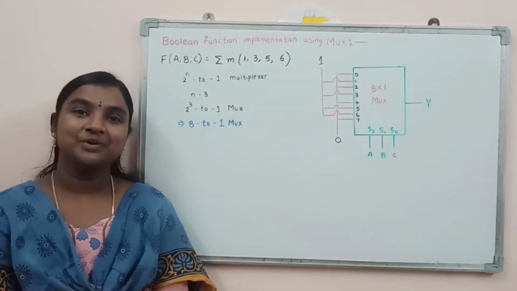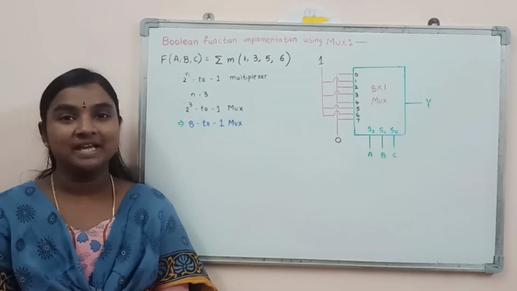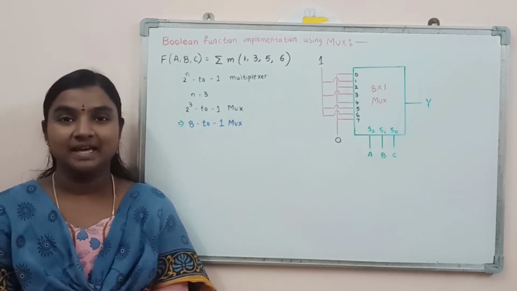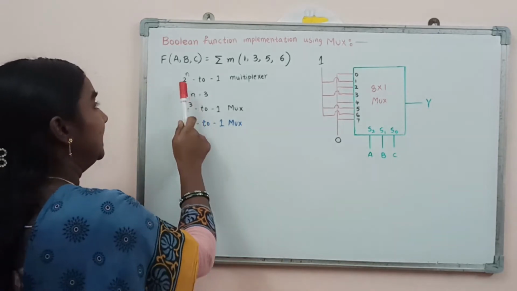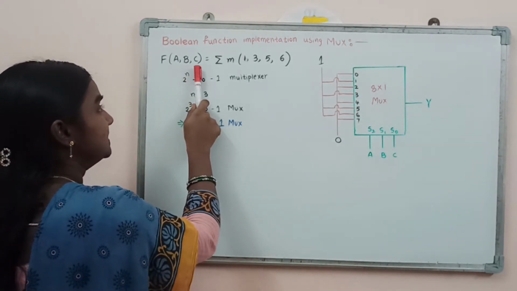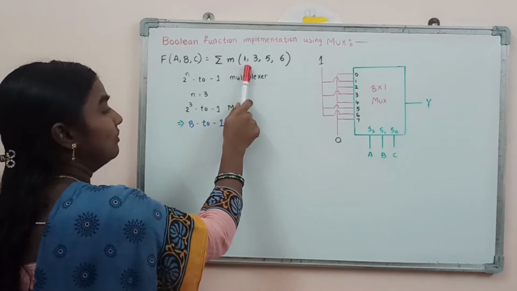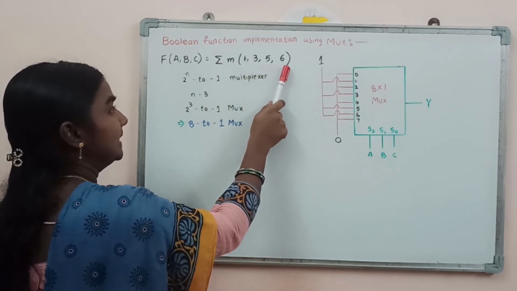In this video, I am going to explain Boolean function implementation by using multiplexers. Here, I am considering a function in terms of variables A, B, C equal to the sum of minterms 1, 3, 5 and 6.